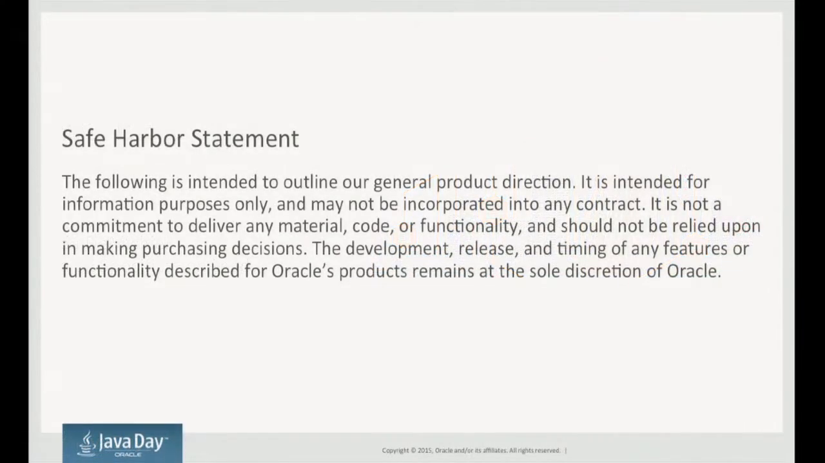Before I start, I need to make this disclaimer that this is an overview of work in progress. So what I'm going to be describing is not necessarily the final result. It's more a description of our goals and what we hope to accomplish. The final result will be determined through our expert groups under the Java Community Process.